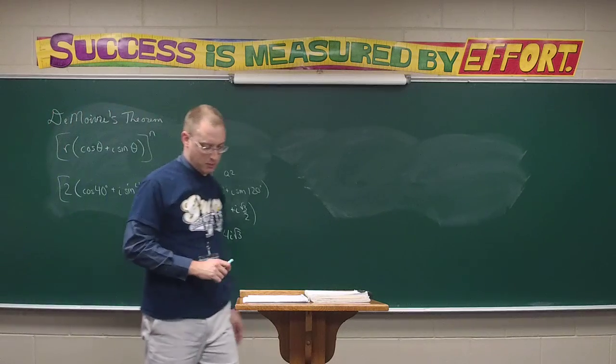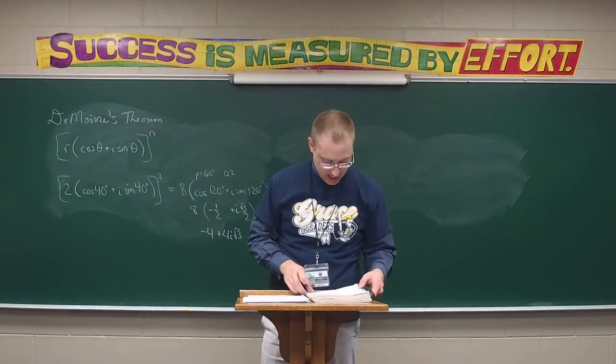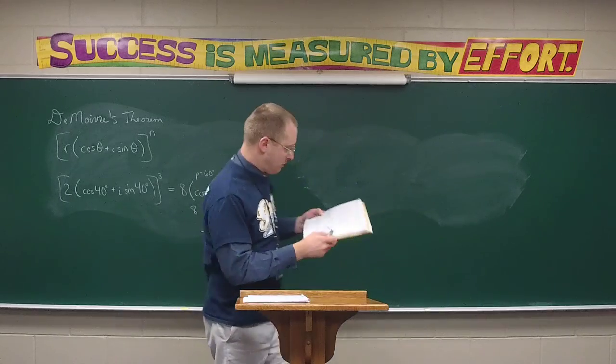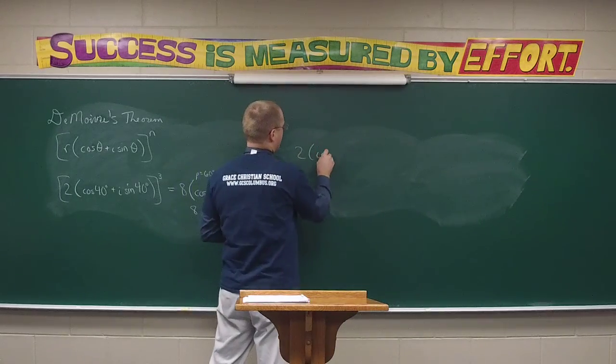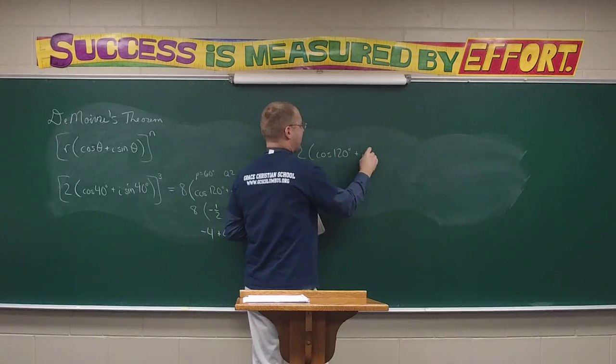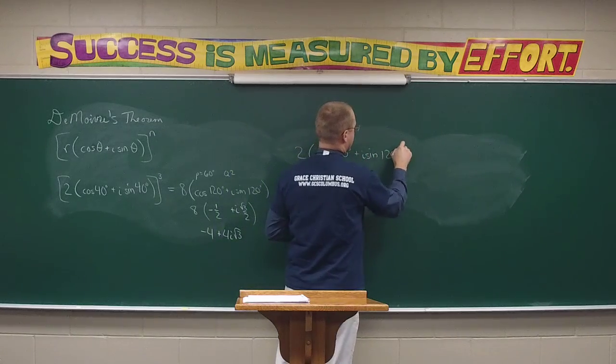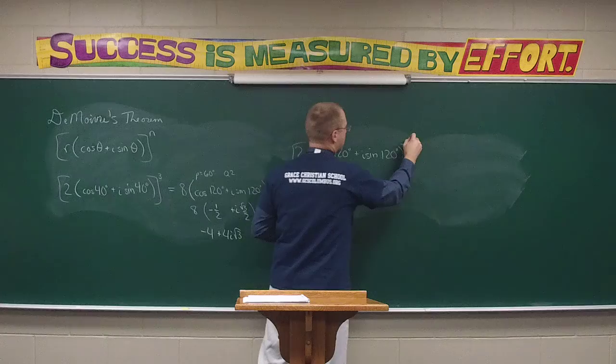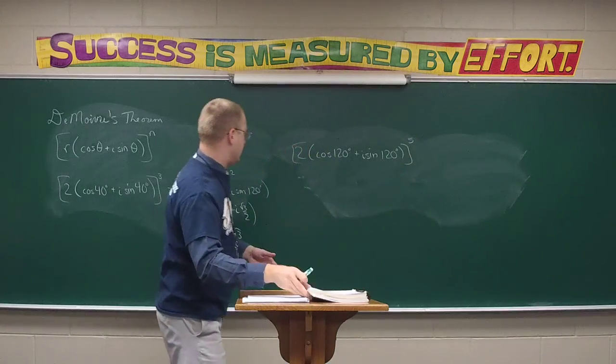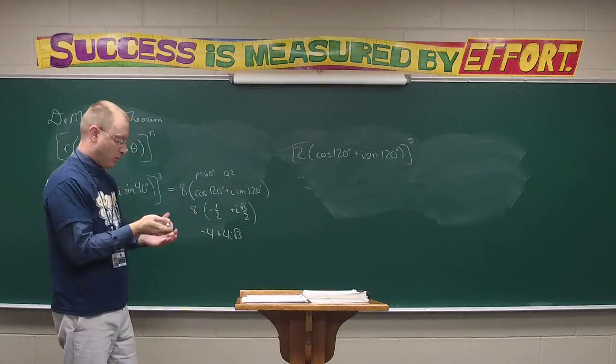You had one for homework, and it was number 14 from page 187. Number 14 was 2 times the cosine of 120 plus i times the sine of 120 degrees, and you were raising all of this to the 5th power. And what did we do here, Jamie? Kind of walk us through.